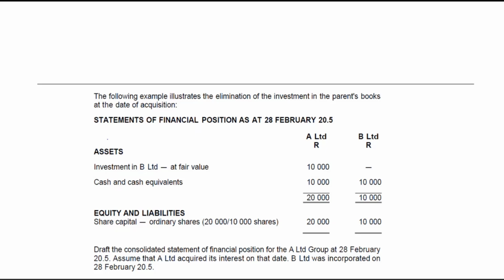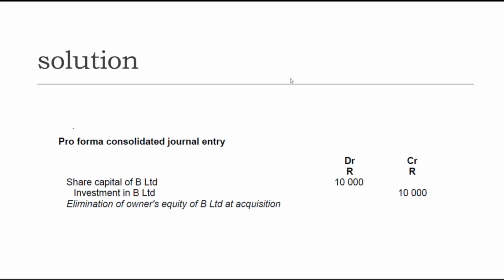Okay, so we've got investment in B Limited 10,000. We've got cash and cash equivalents 10,000. We've got share capital in A of 20,000 and share capital in B of 20,000. We've been asked to draft the consolidated statement of financial position for A Limited. So what we need to do is first do a pro forma consolidating journal entry, right?